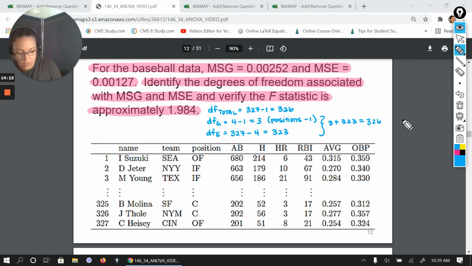Okay, and so now let's verify the F statistic, or the test statistic. F equals, we're going to take the MSG, 0.00252, and divide it by the MSE, 0.00127. So if we type that into the calculator, we get approximately 1.984. So it works. It is true.